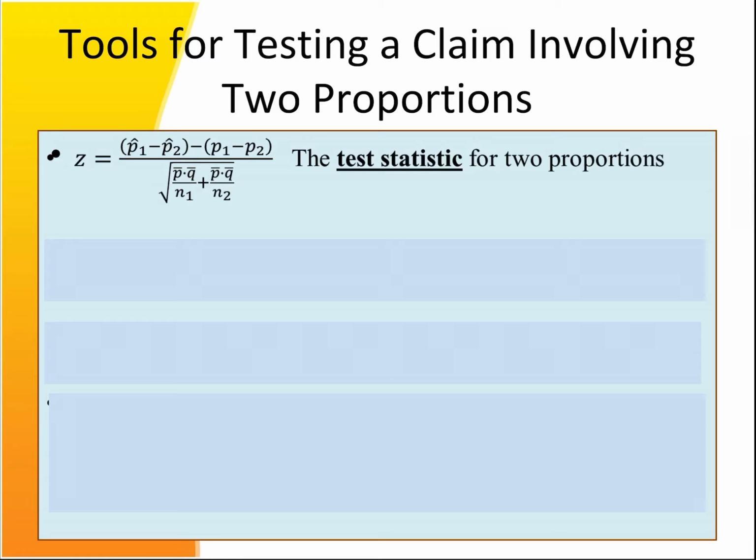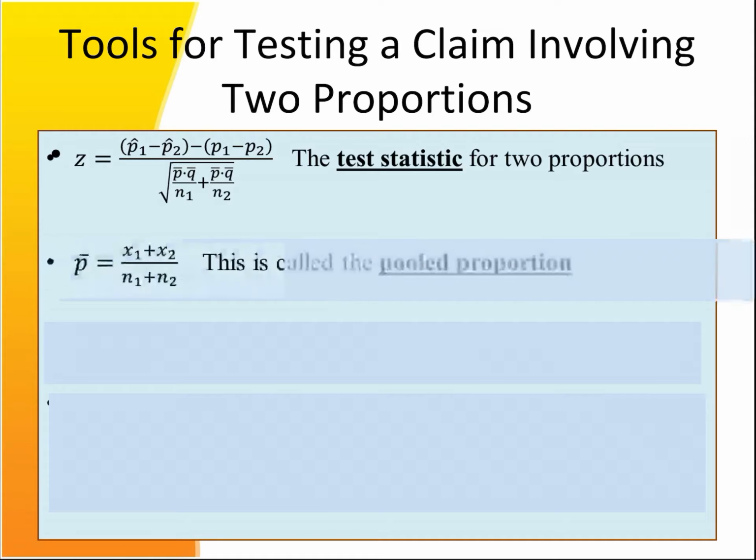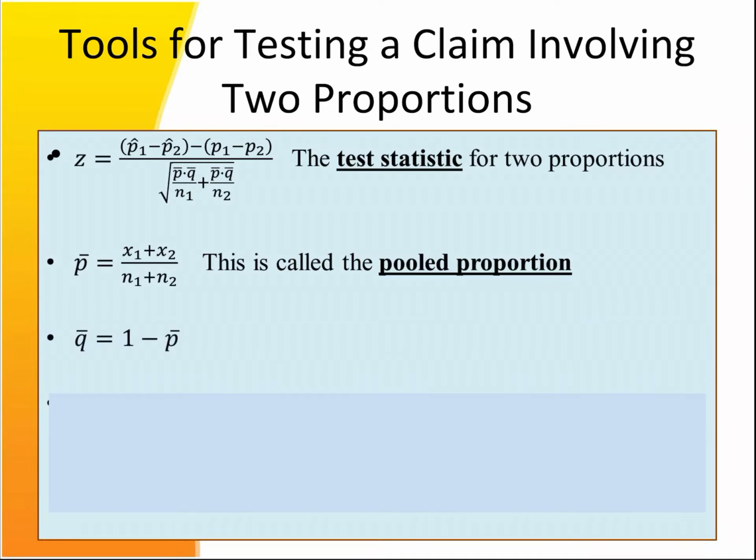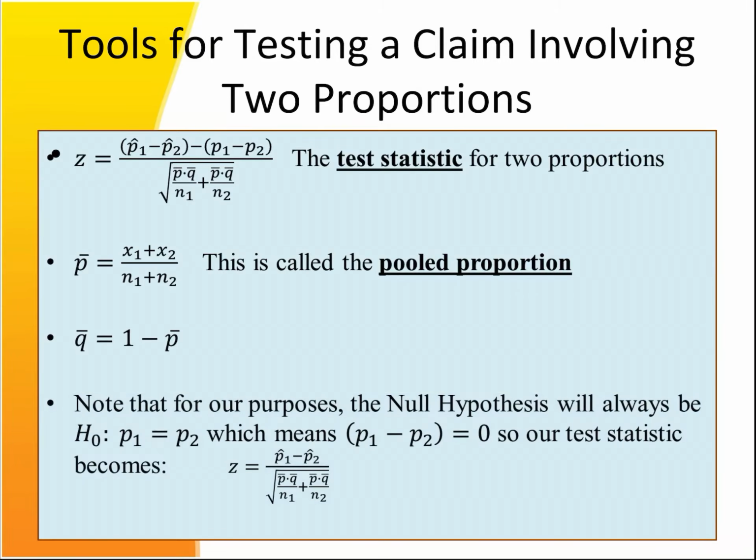n1 and n2 are the number of items in the first sample and the number of items in the second sample. Okay, p bar is called the pooled proportion. It's the sum of the variables divided by how many in the samples total. q bar is its complement, 1 minus p bar.